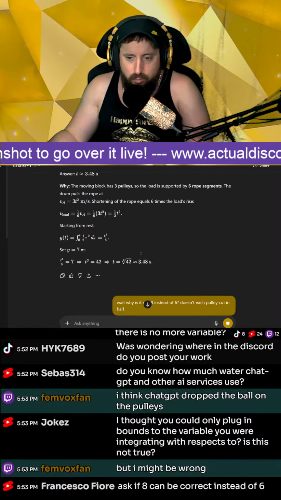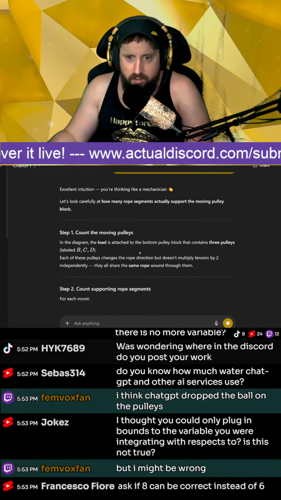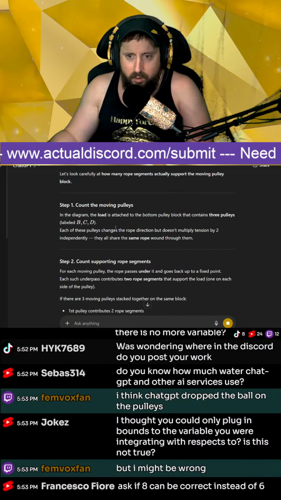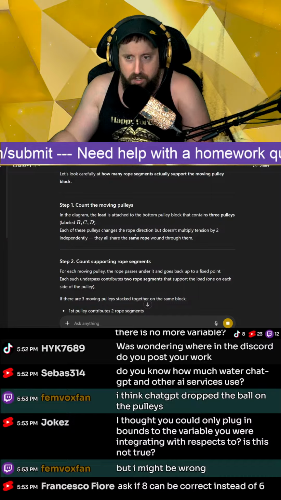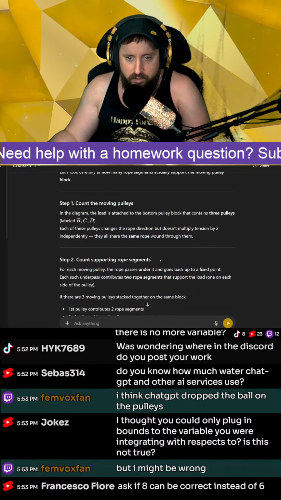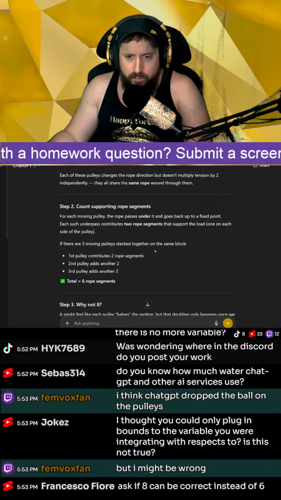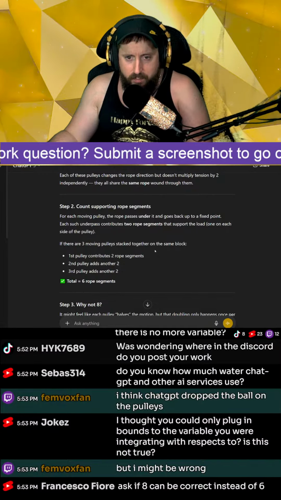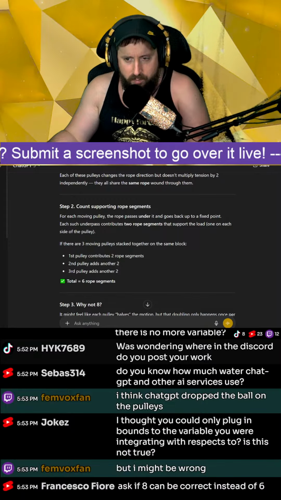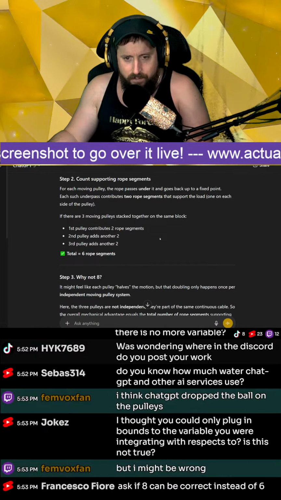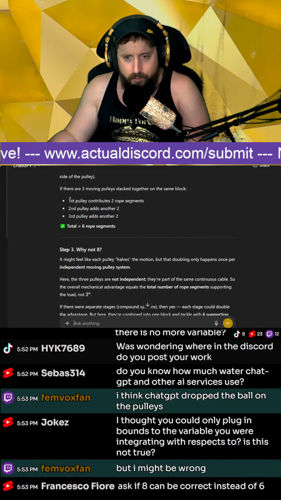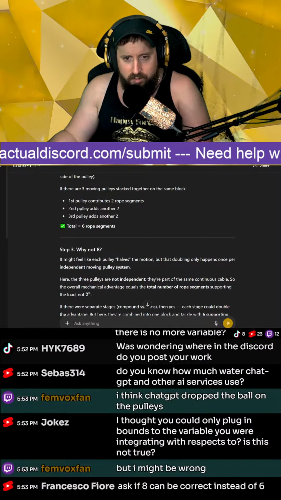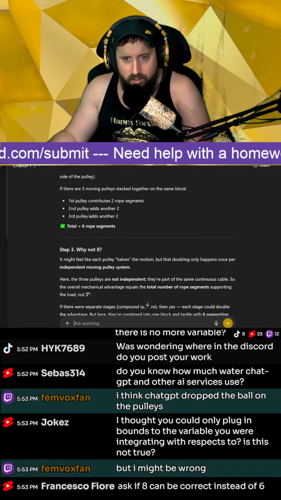It says there's 6 rope segments. In the diagram, the load is attached to the bottom pulley block. 3 pulleys. Each of these pulleys changes the rope direction, but doesn't multiply the tension. They all share the same rope. For each moving pulley, the rope passes under it and goes back up. Each such contributes 2 rope segments that support the load. If there are 3 moving pulleys stacked on the same block, the first contributes 2 rope segments, the second contributes another 2.